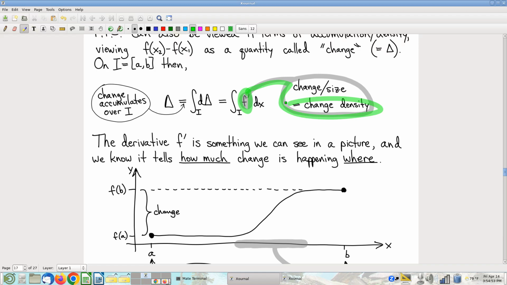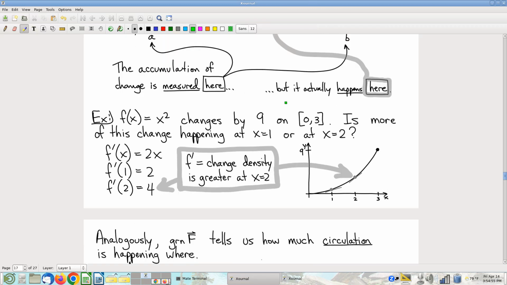And more than that, it therefore kind of tells you where the stuff is. Right? So if you want to know, for example, you've got a total quantity of 9, this quantity called change, how the total quantity of change that there is on this function between 0 and 3 is 9. That's the total amount. Is there more of that happening at the point 2, or is that more of that happening at the point 1? Where is there more change?